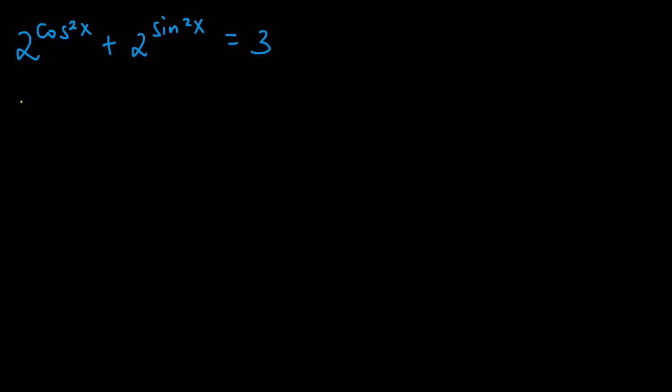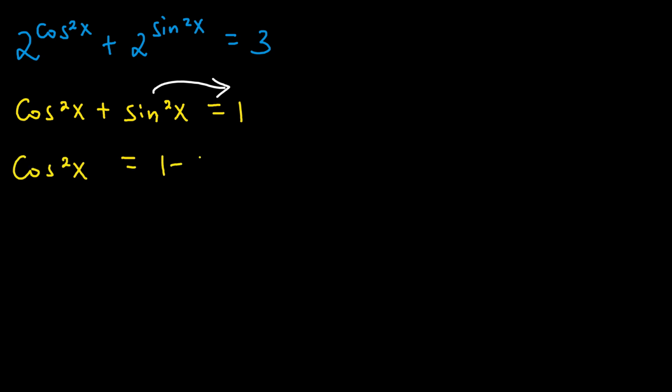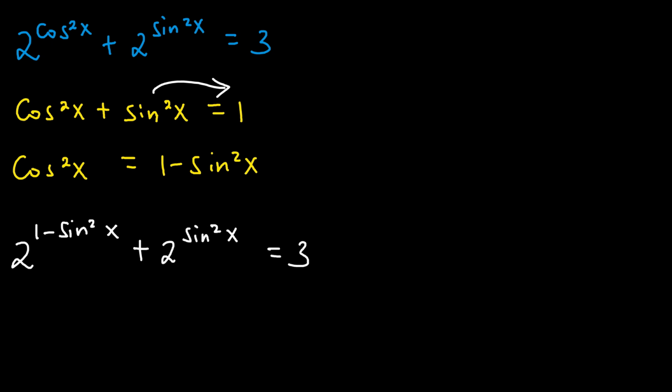From trigonometry, we know that cosine squared x plus sine squared x equals 1. So if we take this to the right hand side, we shall have cosine squared x equaling 1 minus sine squared x. So we shall replace cosine squared x with 1 minus sine squared x. This will give us 2 to the power of 1 minus sine squared x plus 2 to the power of sine squared x equaling 3.